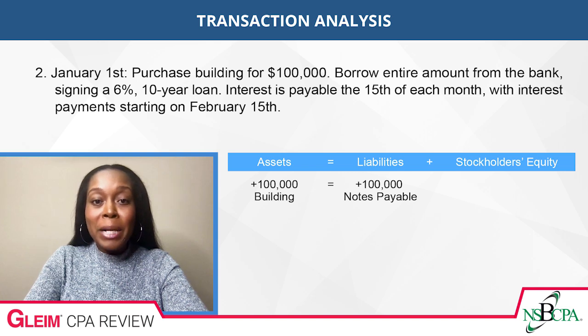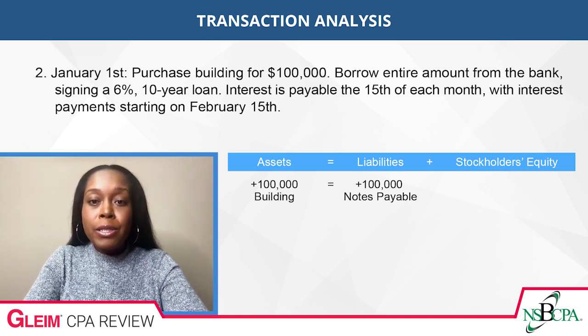Now, we need a place to do business, so we buy a building. On January 1st, we purchase a building for $100,000. We borrow the entire amount from the bank, signing a 6% 10-year loan. Interest is going to be due on the 15th of the following month. This means our first interest payment will be due on February the 15th. Okay, right now on January 1st, we don't need to worry about the interest. Let's focus on the transaction of purchasing the building.